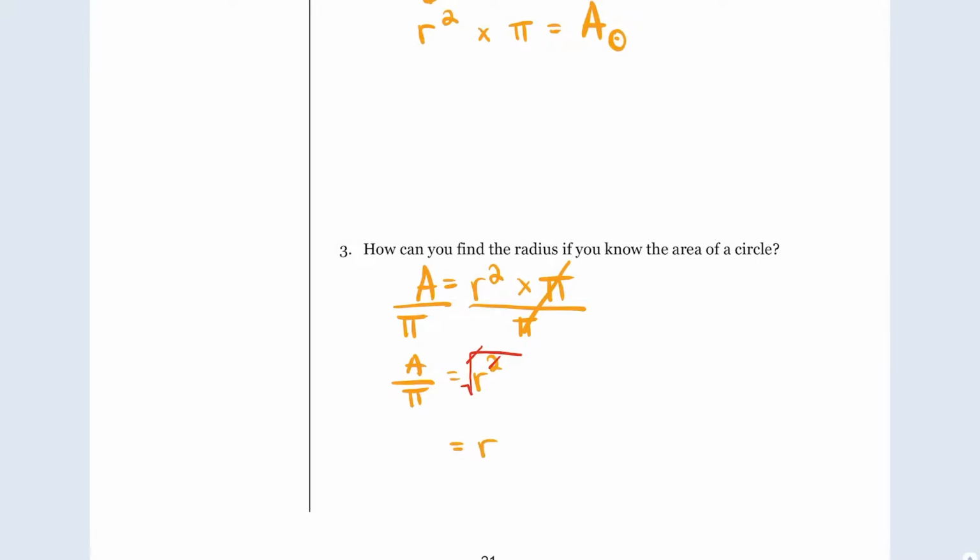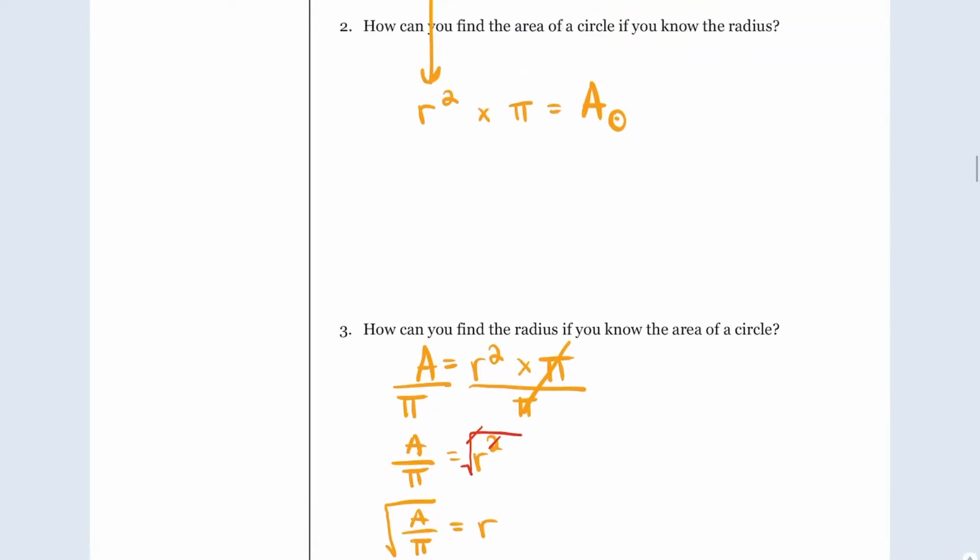Now you're probably asking yourself, what happened to the left side? Well, the rule still applies. What you do to one side of your equal sign, you have to do to your other side. My left side, before I took the square root, was that area divided by pi. Then I took the square root of my right side, so therefore I must take the square root of my left side. So to find the radius, I take my area divided by pi and then take the square root of that. Once I do that, I get my radius.